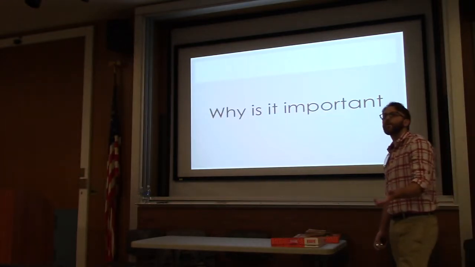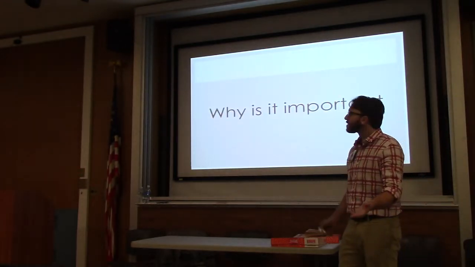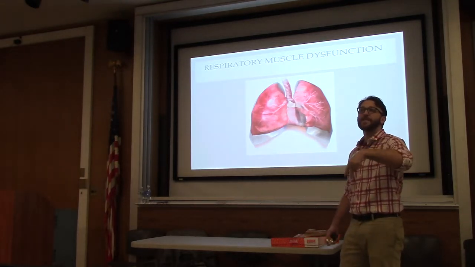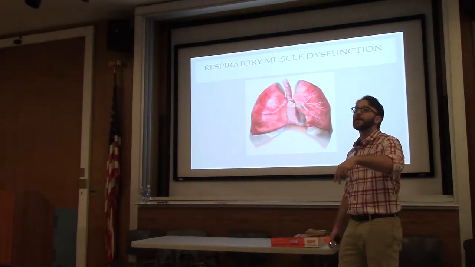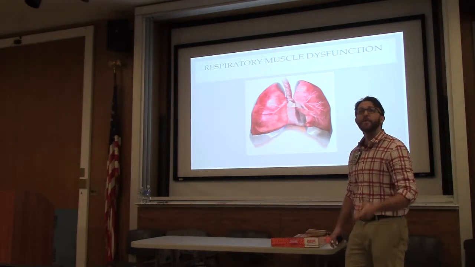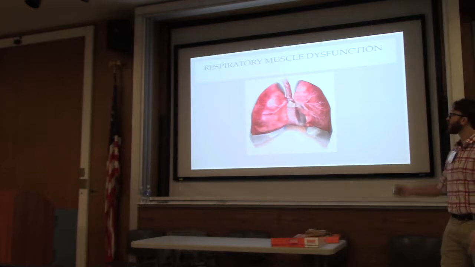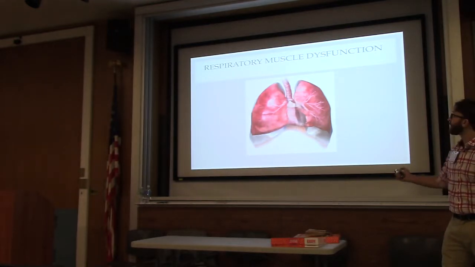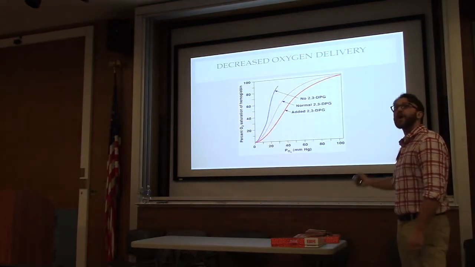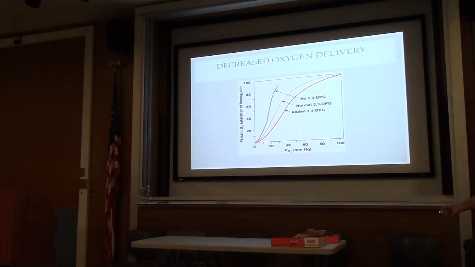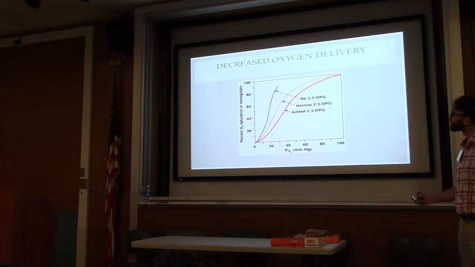Why is it important? What does it do to the patient? Well, when there's low phosphate, there's low ATP. And when there's low ATP, muscle function not good. And when muscle function not good, respiratory muscle function even worse. So it leads to respiratory muscle dysfunction. What about oxygen delivery? When phosphate's low, 2,3-DPG is low. And when 2,3-DPG is low, oxygen delivery to the tissues is also low.